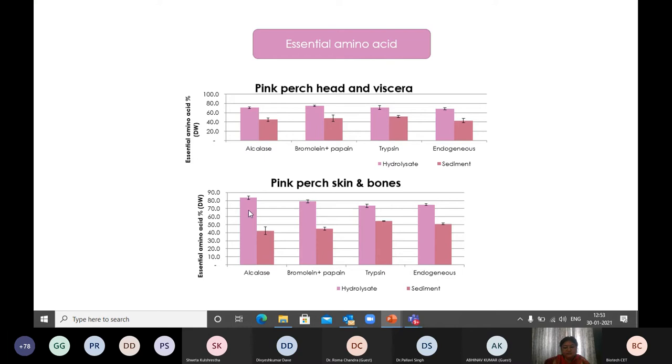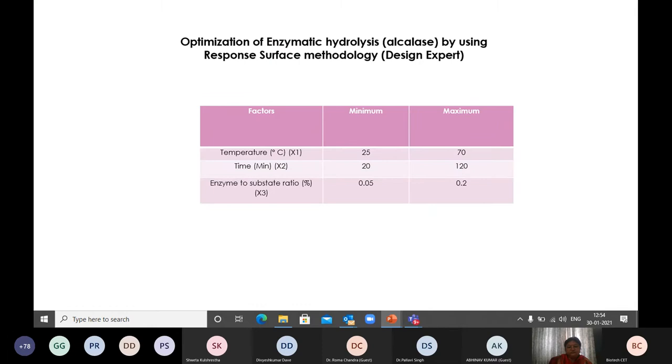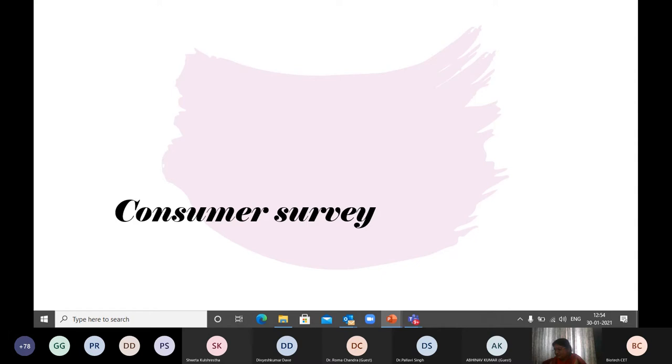sediment. So now the thing is that the sediment cannot be used as food, but it can definitely be used for feed purposes. So we will use this protein hydrolysate for food production, and this sediment for feed production. These are the conditions which we have optimized using RSM, and these are the yield factors.